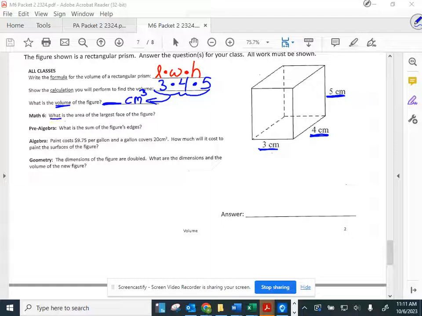Then for math 6, it says, what is the area of the largest face of the figure? So when you did, on that page before, when you were doing the surface, the area of each of those sides, put the one that was the largest. What was that area? So look back on the page before. If you found all of those areas, which side was the biggest number? That's your answer to put down here.